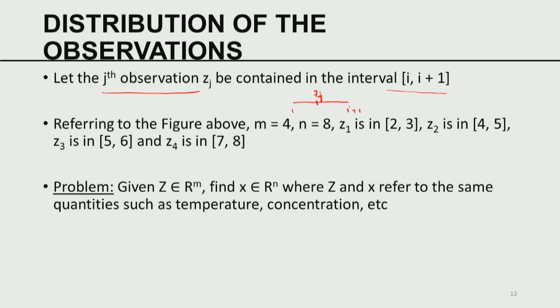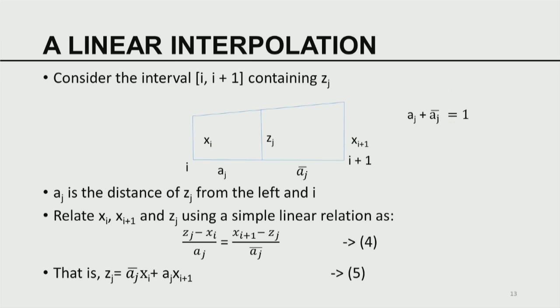Referring to the figure on the previous page, I had 4 observations and 8 unknowns. Z1 is in the interval 2, 3, Z2 in the interval 4, 5, Z3 in the interval 5, 6, and Z4 in the interval 7, 8. So given 4 observations, I would like to find 8 unknowns. The unknown refers again to temperature, concentration, pressure, and so on, some scalar field. I hope the problem is clear. Now I am going to talk about how we take these 4 observations and create estimates of the 8 unknowns. This is done by simple linear interpolation that we learned in a first course in numerical analysis.